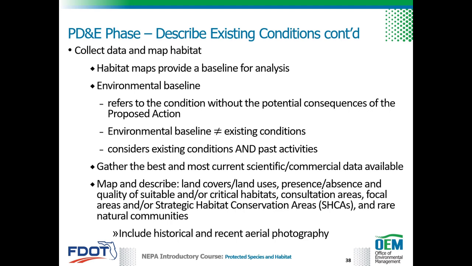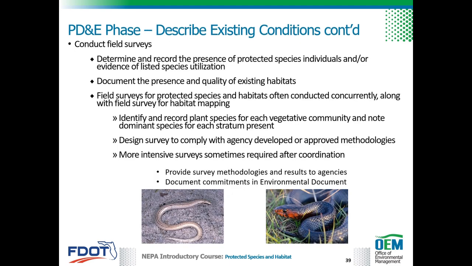Land covers, land uses, the presence of, absence, and quality of suitable habitats or rare natural communities in the project site should be mapped and described. The presence of critical habitat and/or strategic habitat consultation areas, and focal areas should also be identified and mapped. The habitat mapping effort should include the evaluation of various existing digital data sets and historical and recent aerial photography. The mapped habitat should then be verified with a field survey.